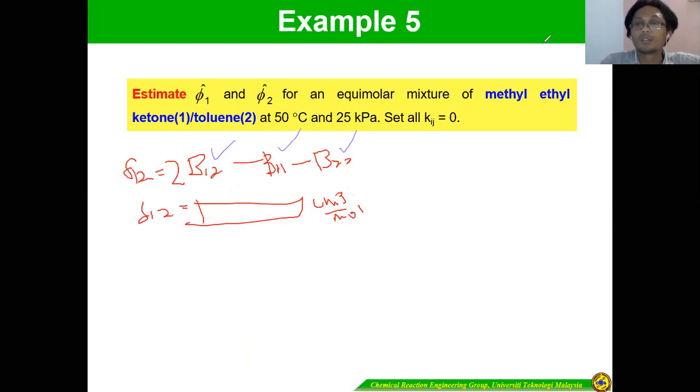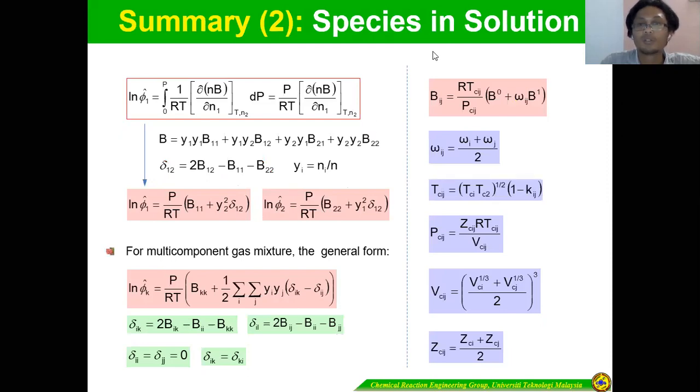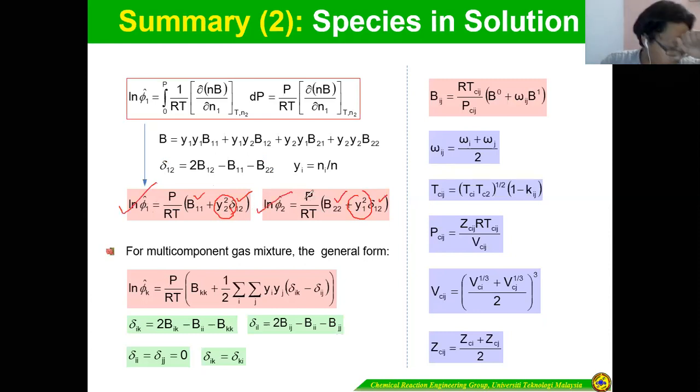What's next is we have to calculate this one. If you look here, we calculated this one already, this one also, and this one is equimolar, equal to 0.5. So you can calculate ln phi_1 and ln phi_2, the fugacity coefficient of species in solution, for species 1 as well as species 2. So please calculate.